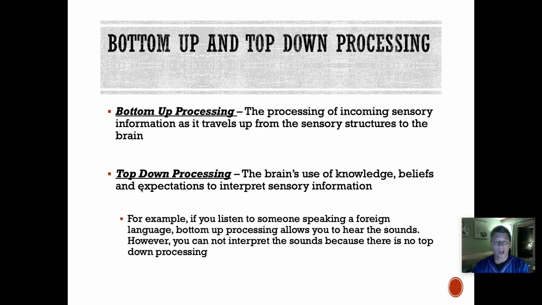On the other hand, top-down processing is using the brain's knowledge, our beliefs, and our expectations to interpret sensory information. We base our perception on previous knowledge. We expect to see something. I expect that when I walk into my house, my couch is going to be over there and the dog's crate is going to be over here, and the TV's in that corner, and that sort of thing.